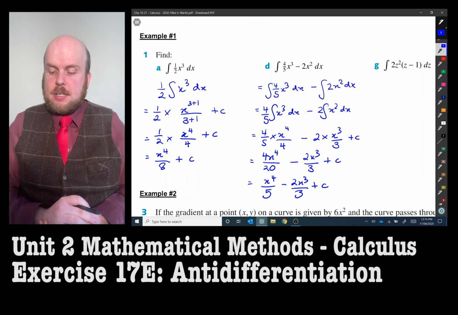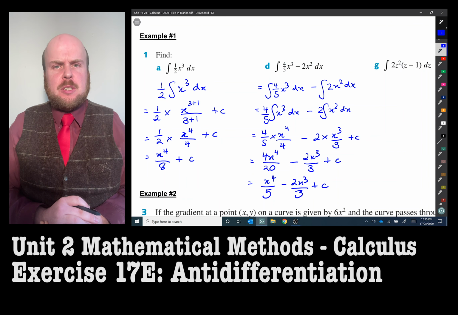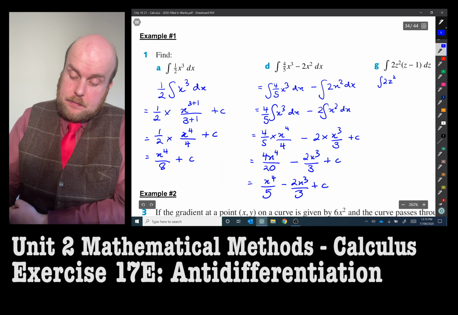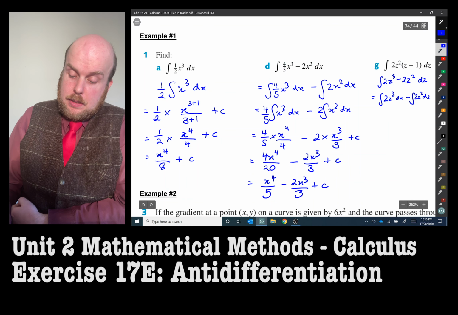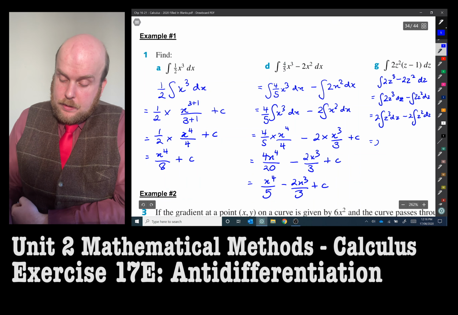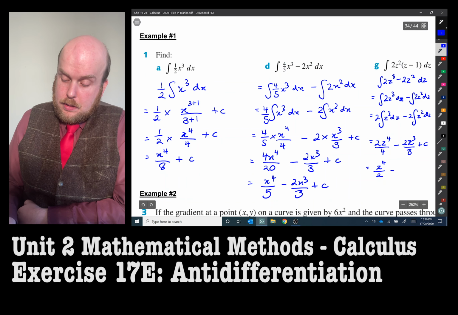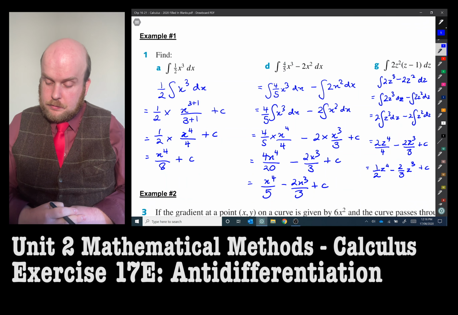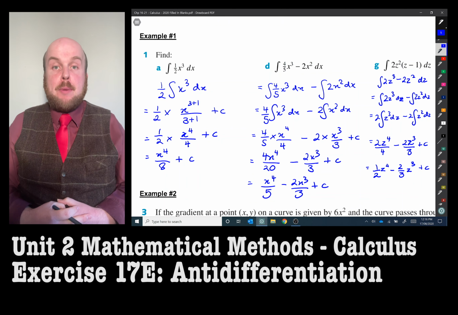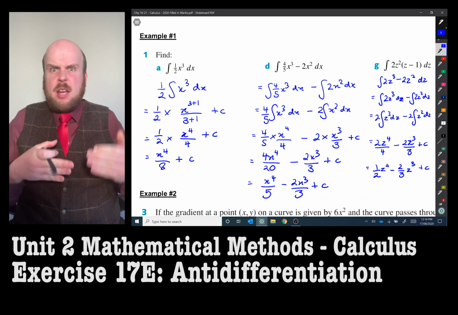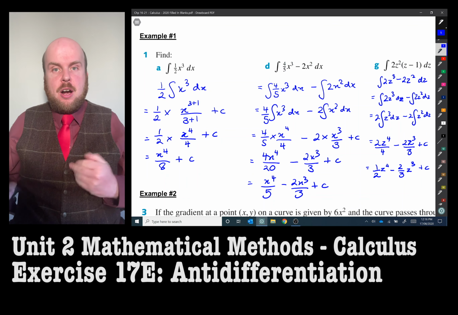G, let's have a look at this. This is the antiderivative of 2x squared brackets z minus 1 dz. So this time we have to do it with respect to z. I would suggest expanding it and then anti-deriving each part. And there's our final answer. You'll notice that this time, instead of putting the numbers in the denominator, I've just made a fraction at the front. It doesn't matter, you can have your answers either way.